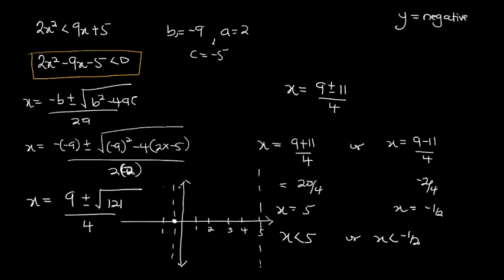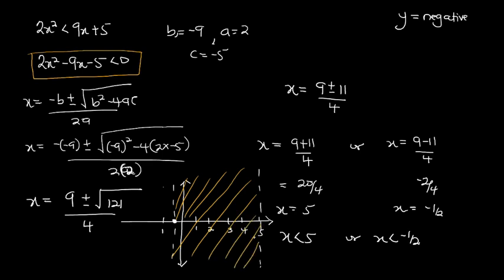Because it is negative, our solution lies in between negative half and 5. So this is how our graph is going to be like. In between negative half and 5 will be shaded. So it means my x lies between negative half and 5. So I will have my solution for this particular example to be negative half less than x less than 5.